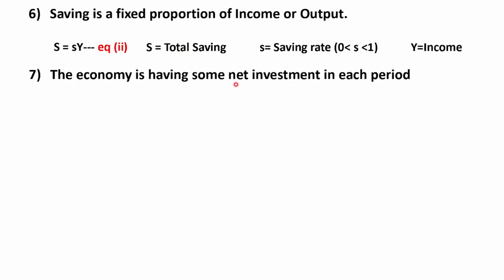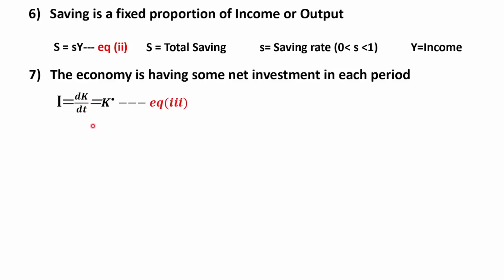Now let's go to the seventh assumption. The economy has some net investment in each period. At first let's understand what investment is. Investment means change in capital stock. Capital stock means whenever there is an increase in capital each year, it is due to the investment. So here I means investment, and investment is due to the change in capital stock.